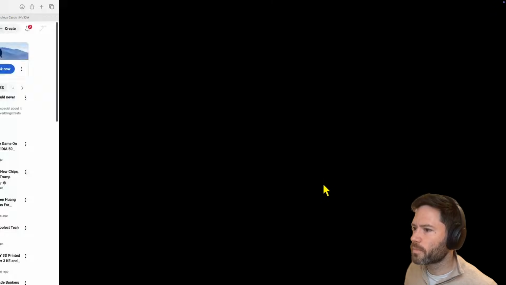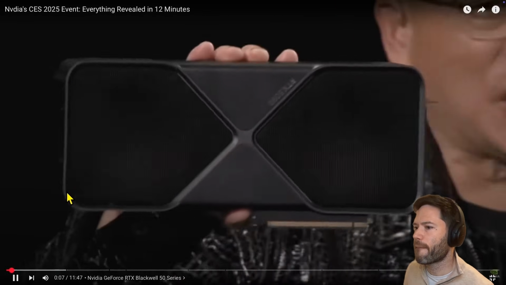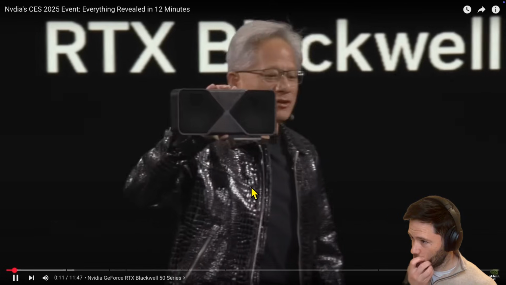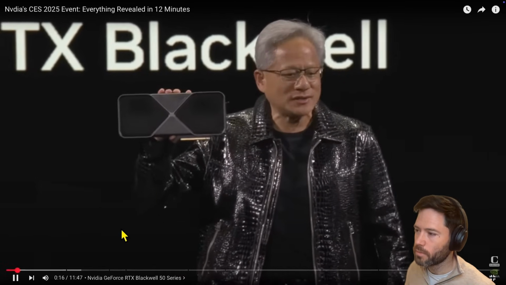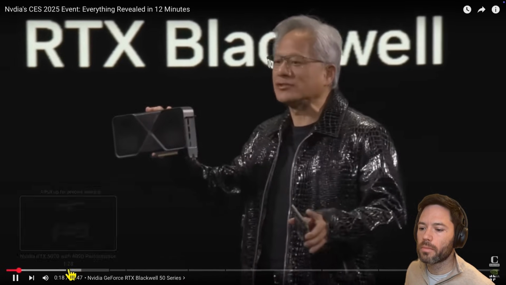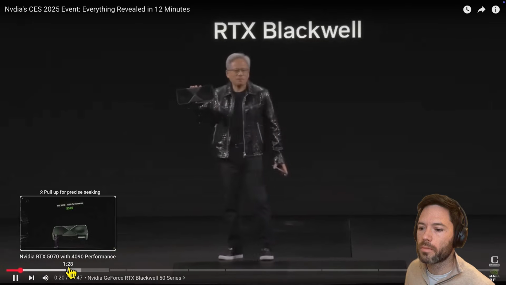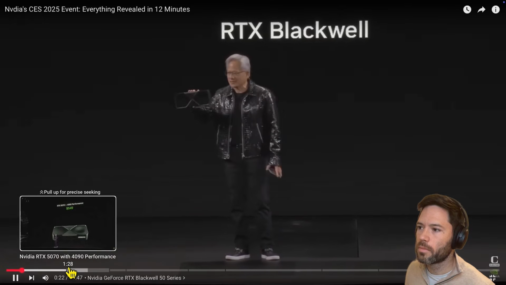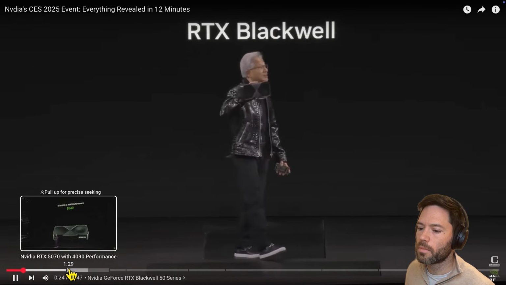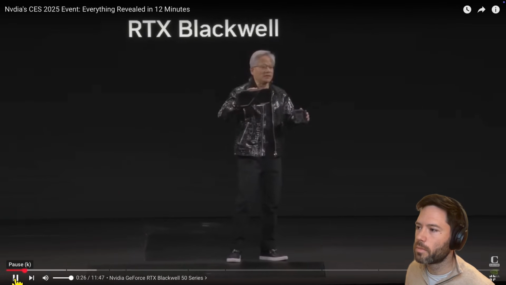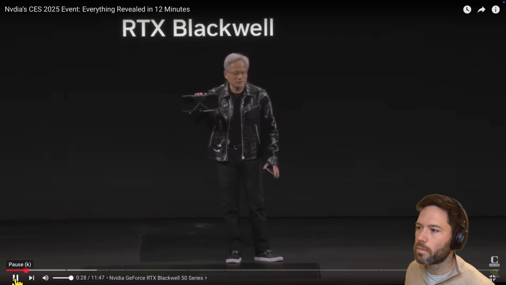Our brand new GeForce RTX 50 series Blackwell architecture. The GPU is just a beast. 92 billion transistors, 4,000 TOPS, 4 petaflops of AI, 3 times higher than the last generation Ada. And we need all of it to generate those pixels that I showed you.